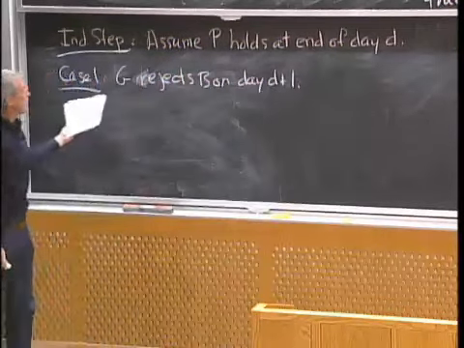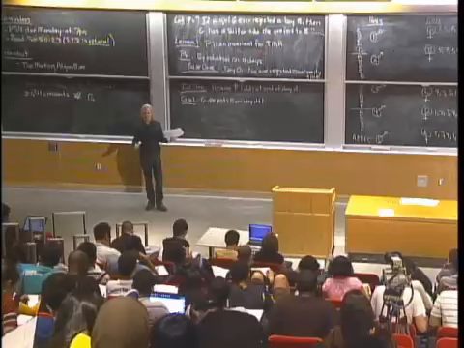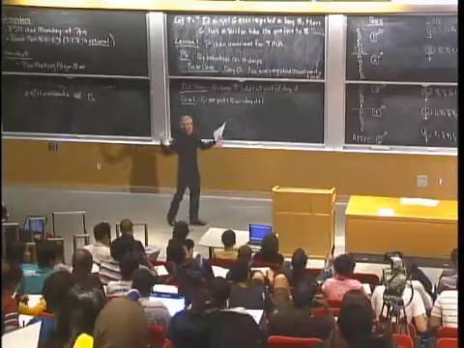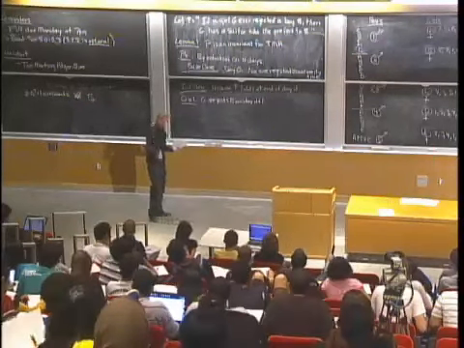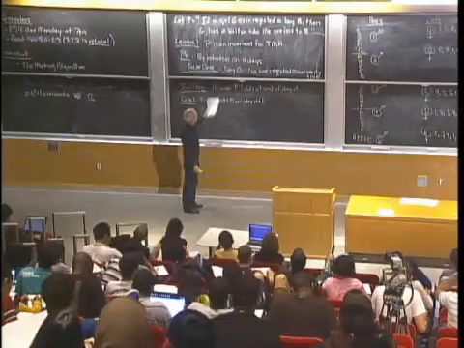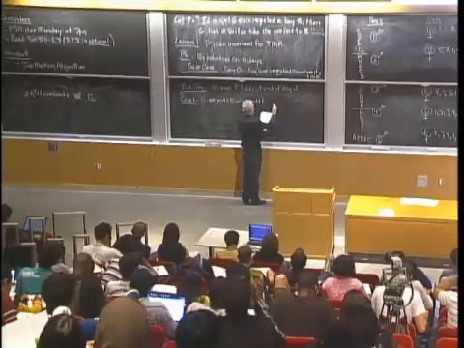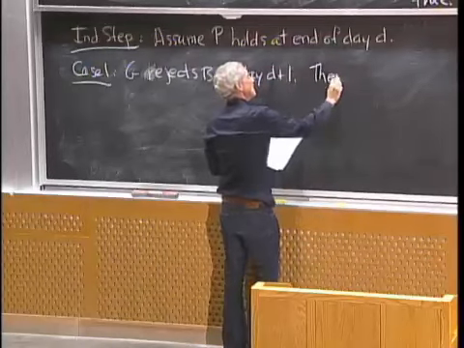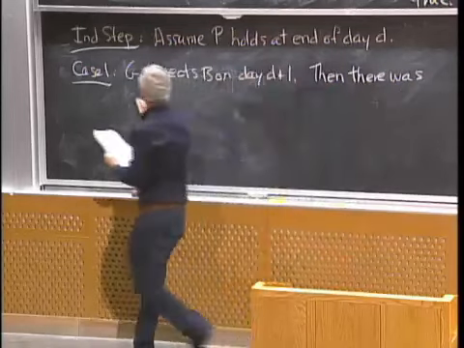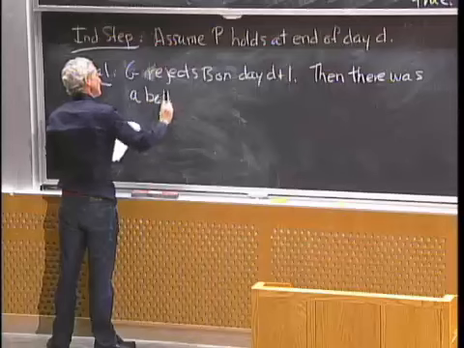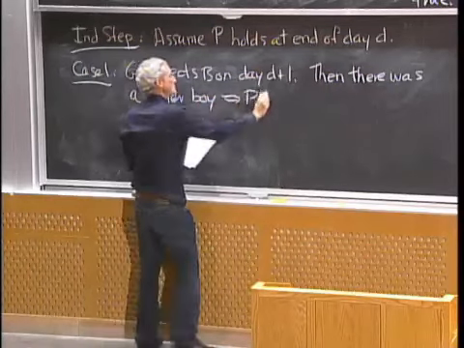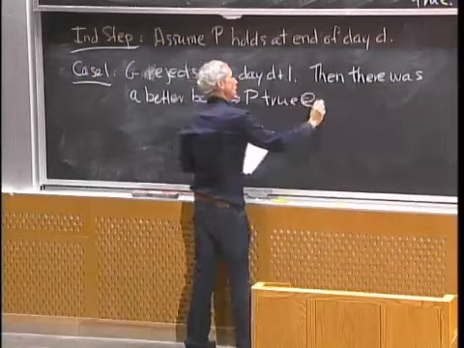well, why would she reject B on day D plus 1? There's only one scenario, yeah? There's a better boy. And so she says maybe to him, and he becomes her suitor. So, in fact, P is true. All right, so then there was someone better. And that implies P is true on day D plus 1.